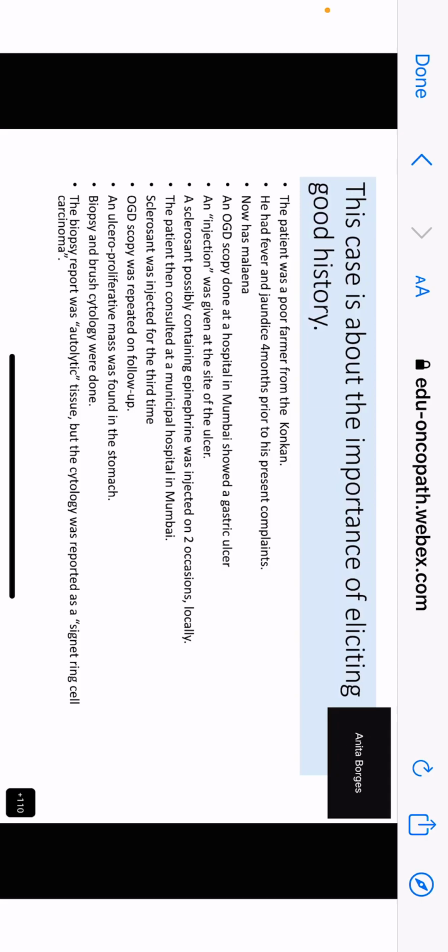And once again, he came for a follow-up, and then there was this ulceroproliferative mass, as they called it, in the stomach. Biopsy and brush cytology was done. The biopsy was reported as autolytic tissue. You can imagine why. It was not autolytic, it was completely devitalized necrotic tissue, but the cytology was reported as a signet ring cell carcinoma. And so they decided to do a gastrectomy.